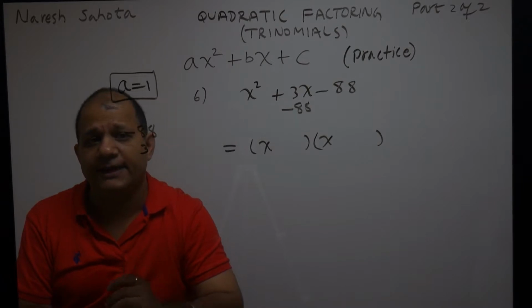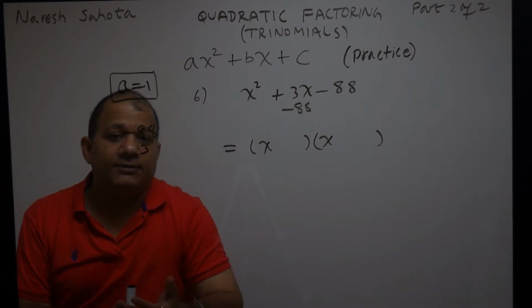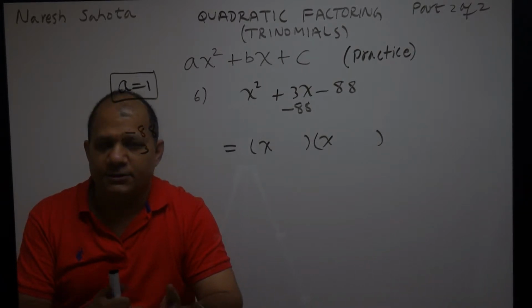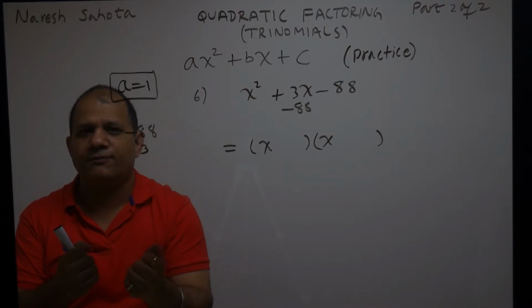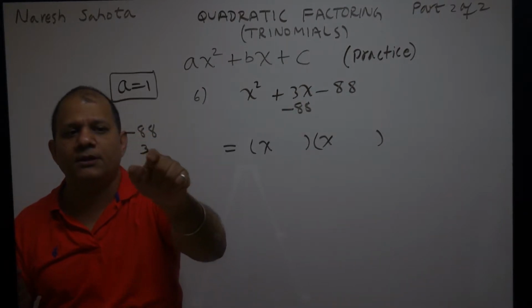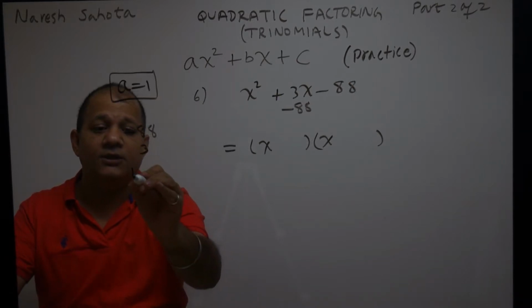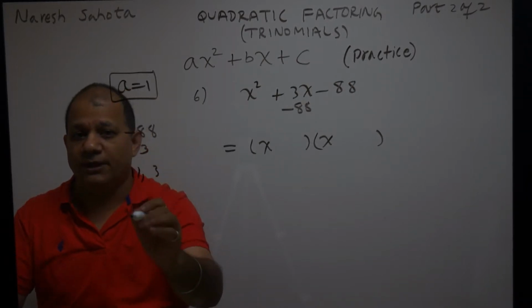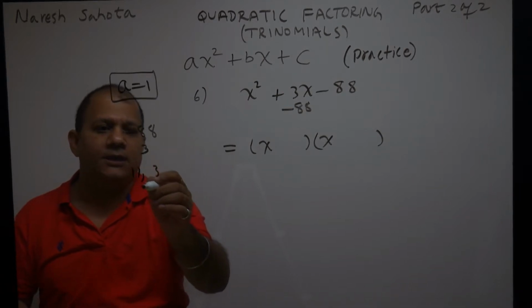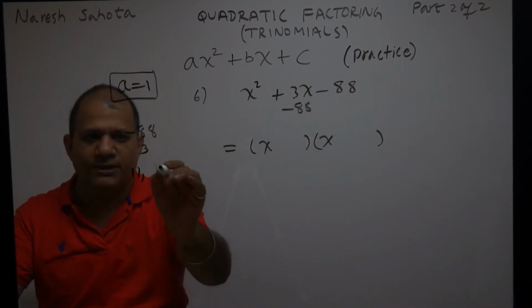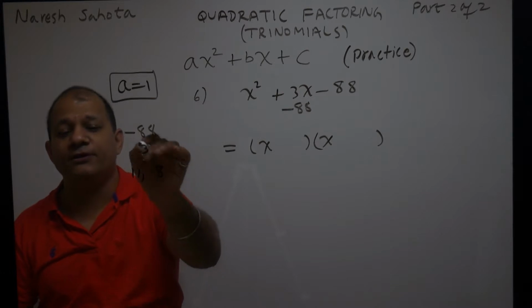Okay, so factors of 88. What about 11 times 8? 2 times 44 is also a factor, but 2 and 44, they're 42 units away. We want two numbers that are 3 units away, right? 11 times 3? 11 and 3 are 8 units away. All we got to do now is 11 times 8. So 11 times 8 is 88, so they're 3 units away.